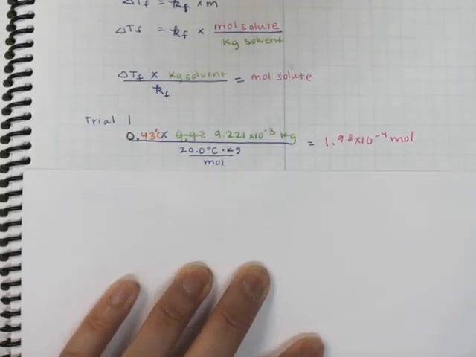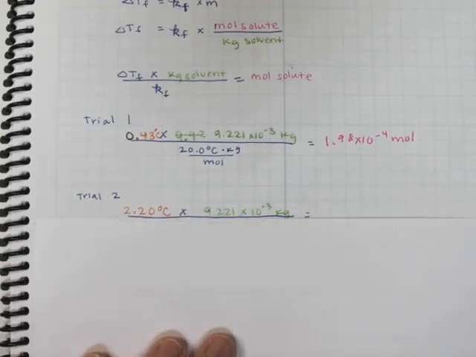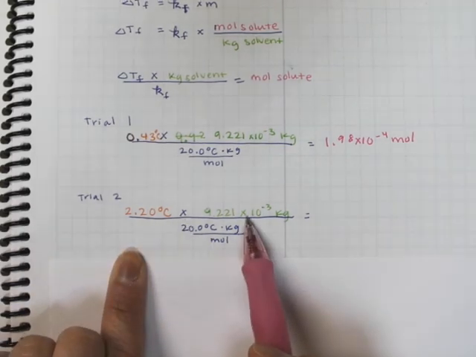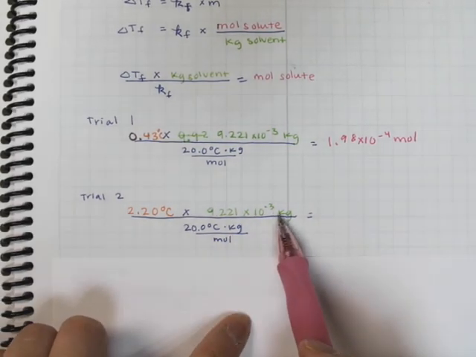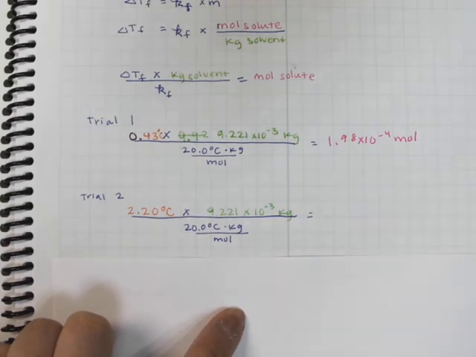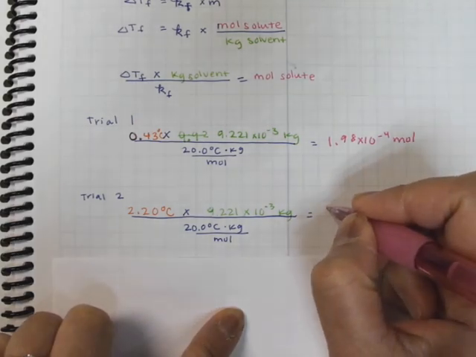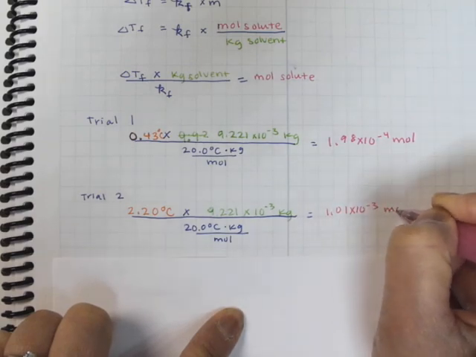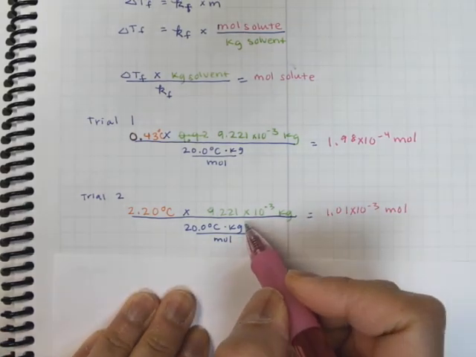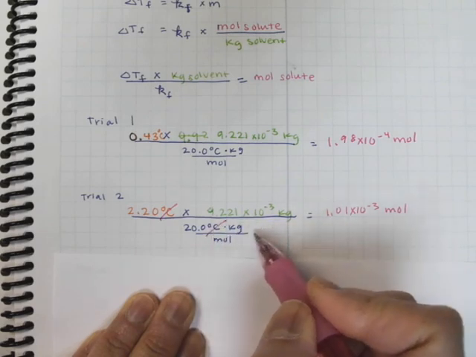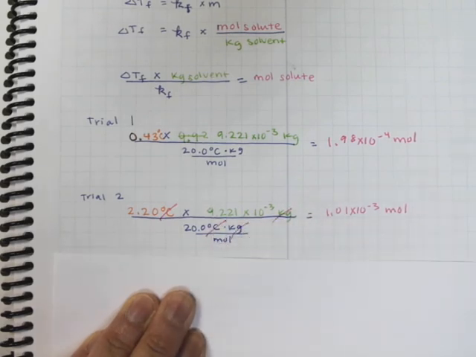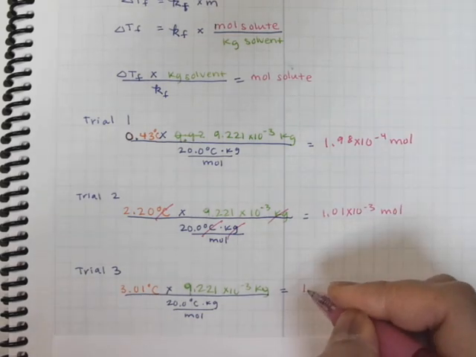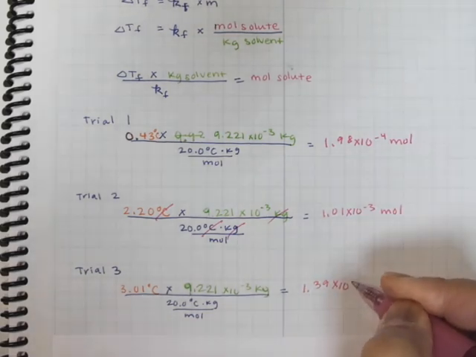For the second, again, you just plug in your other values. You plug in your 2.2 degrees Celsius change times the same mass of cyclohexane, because you didn't add any more cyclohexane. This one comes out to be 1.01 times 10 to the negative 3rd moles. And again, all of these units cancel out, so degrees Celsius cancels, kilograms cancels, and you're left with moles. For trial 3, I get 1.39 times 10 to the negative 3rd.